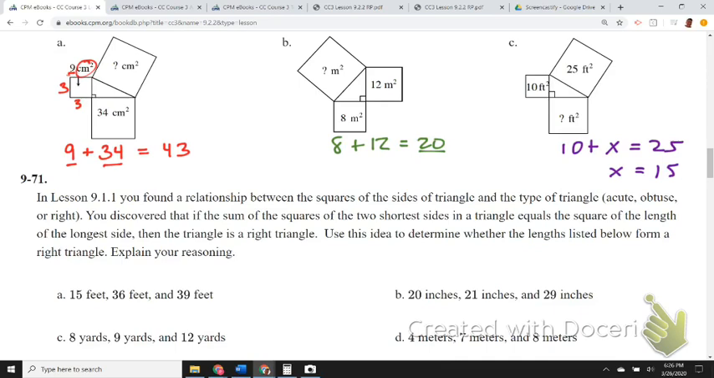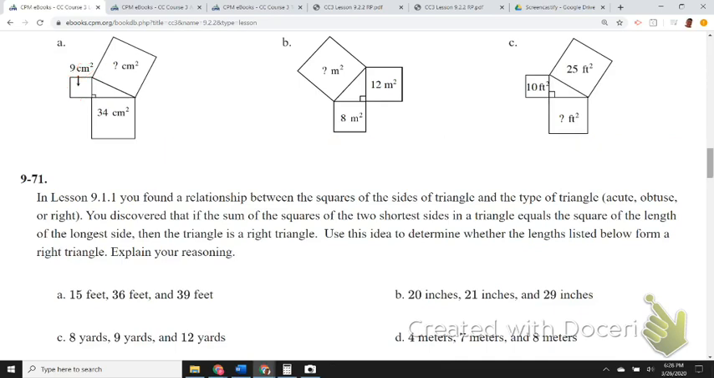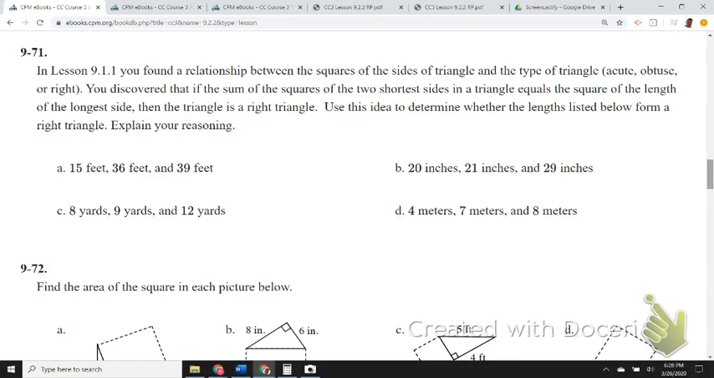All right. Let's move on to the last problem of the day here. It says that in 9.1.1 you found a relationship between the squares of the sides of the triangle and the type of the triangle, which is acute, obtuse, or right. You discovered that if the sum of the squares of the two shortest sides in the triangle equals the square of the length of the longest side, then it is a right triangle. Use this idea to determine whether the lengths listed below form a right triangle. So these are actually side lengths.